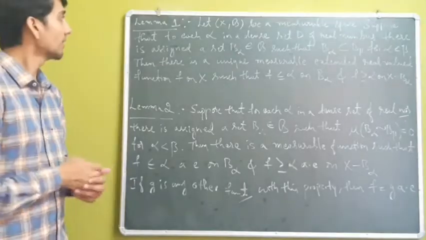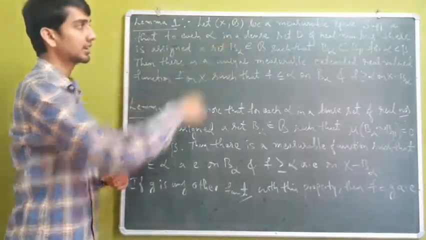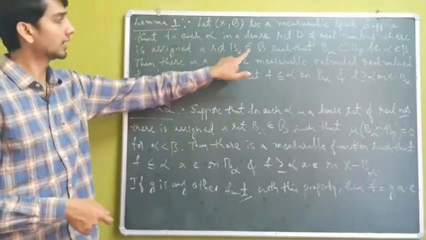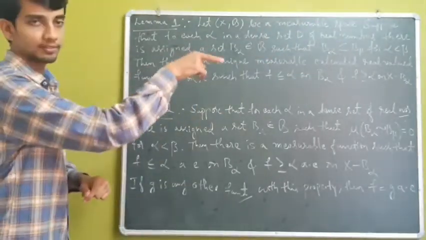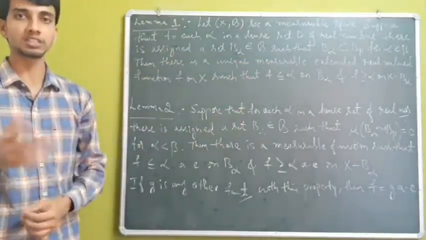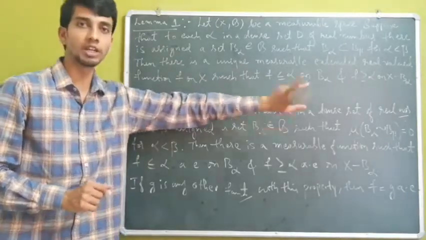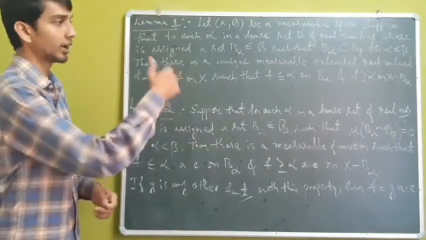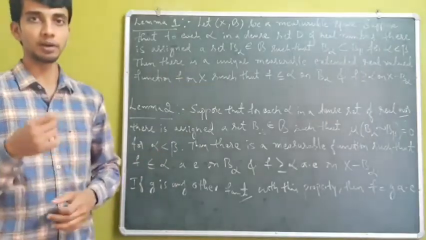Let me come again. (X, B) is a measurable space. Suppose that to each alpha in a dense set D of real numbers, there is assigned a set B_alpha in the collection B such that B_alpha is contained in B_beta for alpha less than beta. Then there is a unique measurable extended real valued function, say f, on the set X such that f is less than or equal to alpha on B_alpha and it is greater than or equal to alpha on X minus B_alpha. So this is what we have as lemma 1.